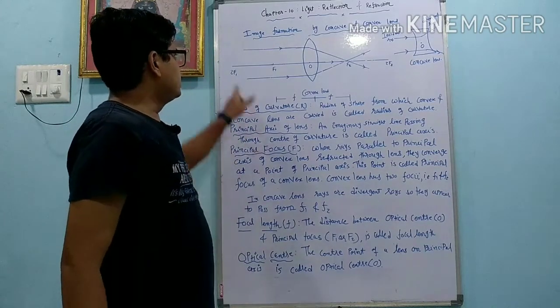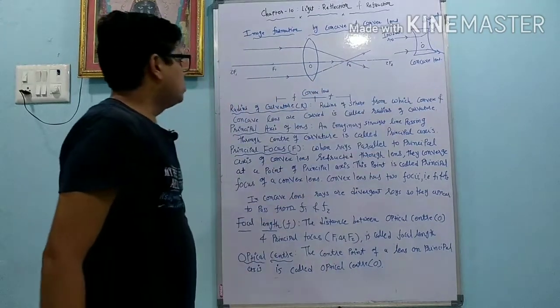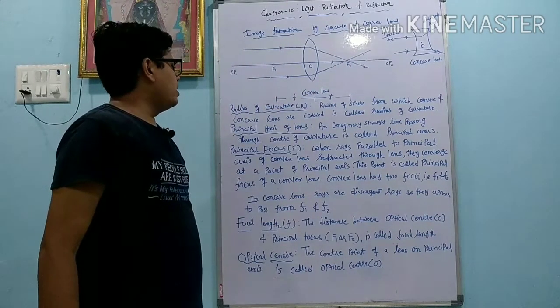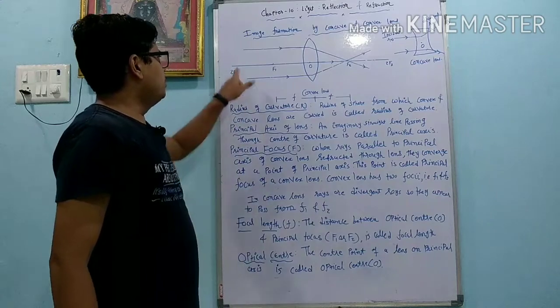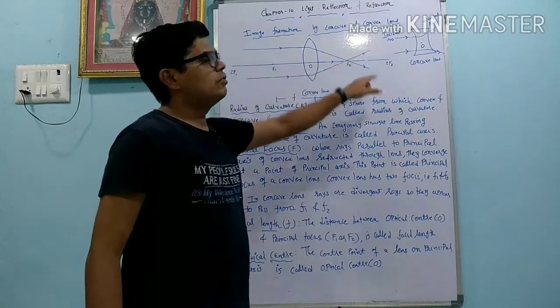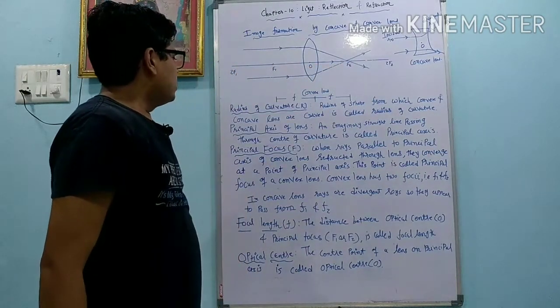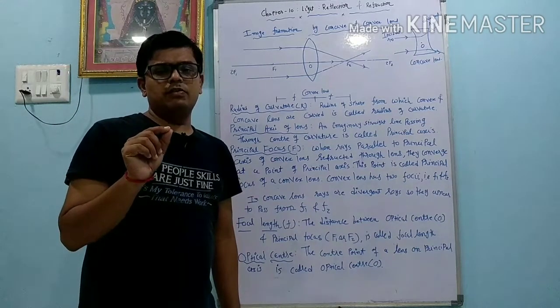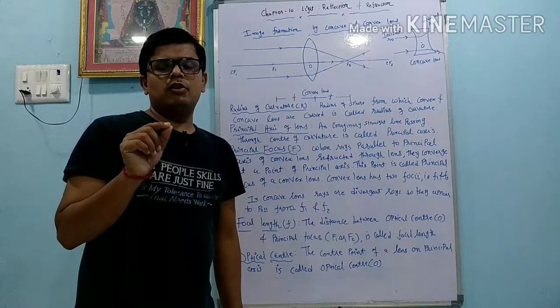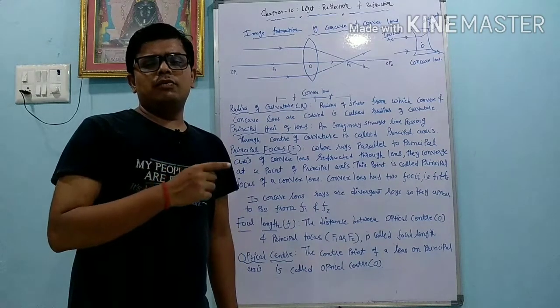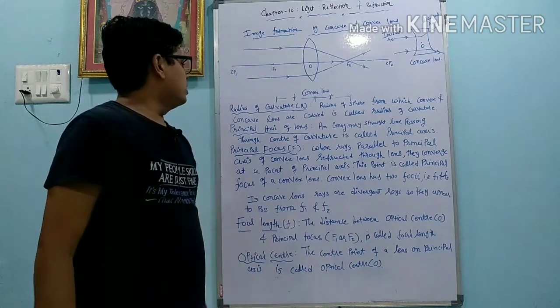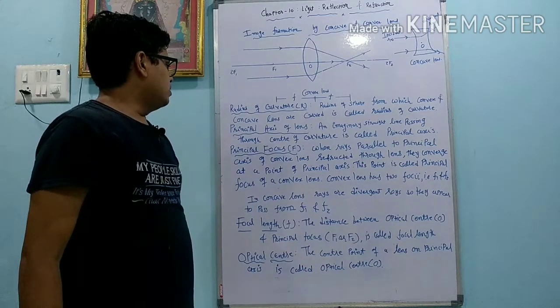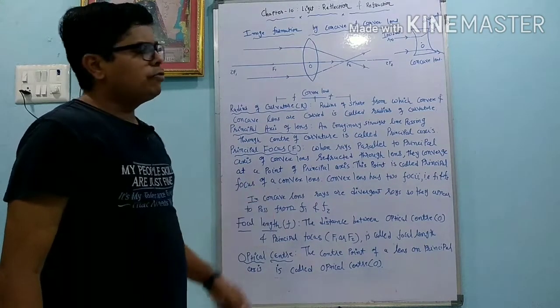Principal axis of a lens: an imaginary straight line passing through the center of curvature is called the principal axis. You already know the definition of center of curvature: the center of a sphere from which the concave or convex lens is curved or made is called the center of curvature.